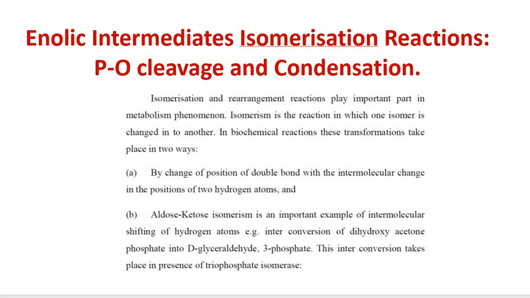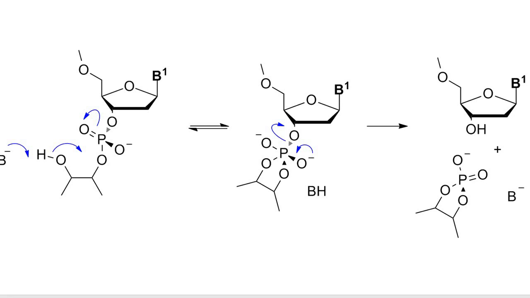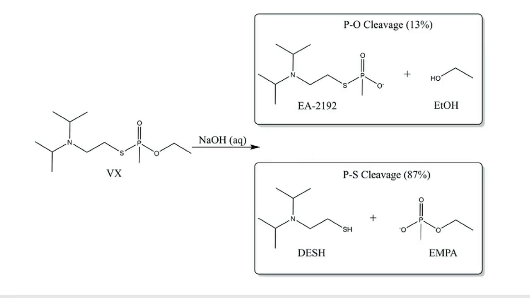My friend, the interconversion of dihydroxyacetone phosphate into D-glyceraldehyde 3-phosphate takes place in the presence of triose phosphate isomerase. Now you can see here the phosphate, you can see how B- is approaching H+, and here the removal reaction occurs at the breaking of the PO bonds. So you can see here PO cleavage.